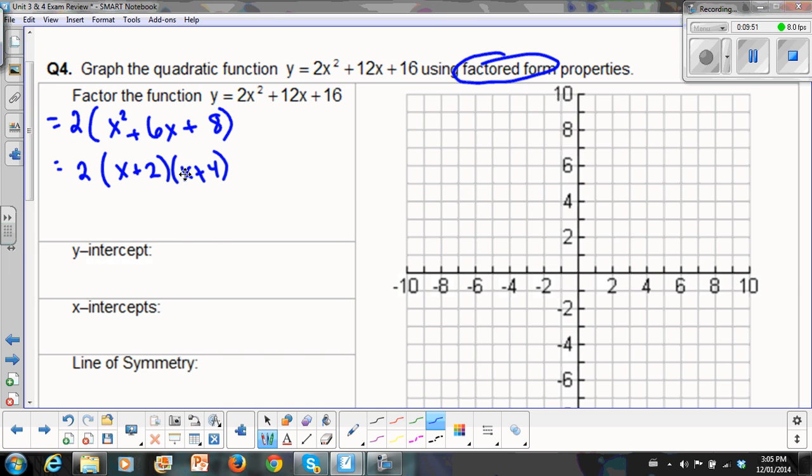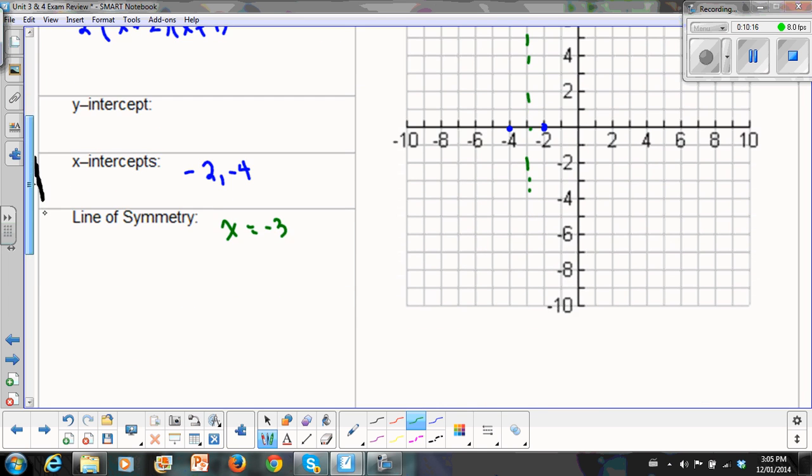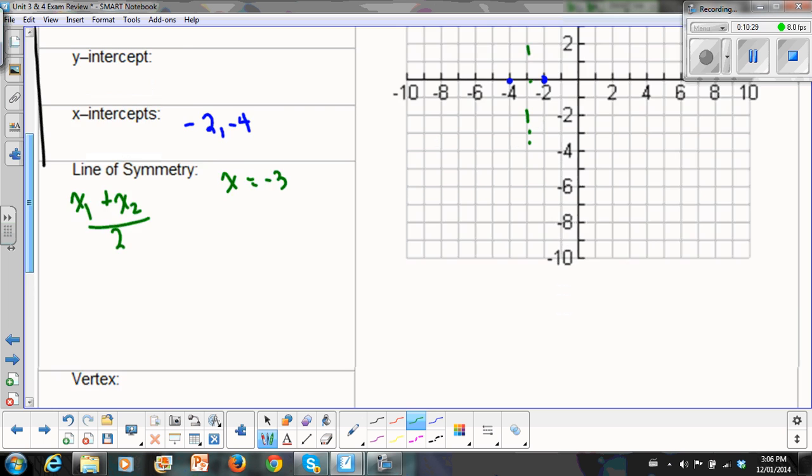I'm going to skip the y-intercept for a minute and go to the x-intercepts. The x-intercepts here are negative 2 and negative 4. They are the numbers that make these brackets 0. I can graph them here on the grid. We therefore know that the line of symmetry is at x equals -3, which is halfway between. In order to find the line of symmetry, you add the two x-intercepts and divide by 2, and we get -3.